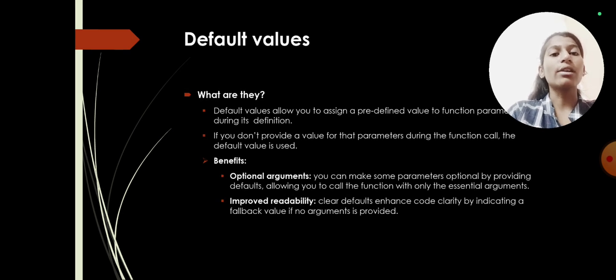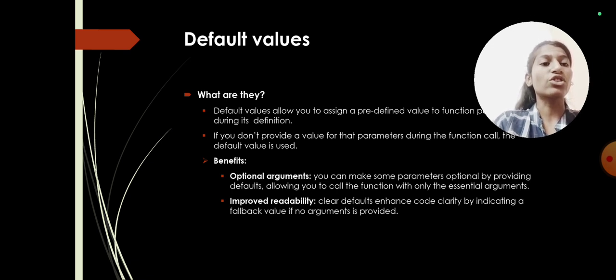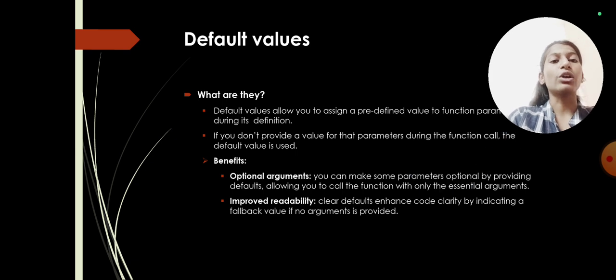Next, default values. What are default values? Default values allow you to assign a predefined value to the function parameter during its definition. If you don't provide a value for that parameter during the function call, the default value is used. Benefits of using default values: for optional arguments and for improved readability.